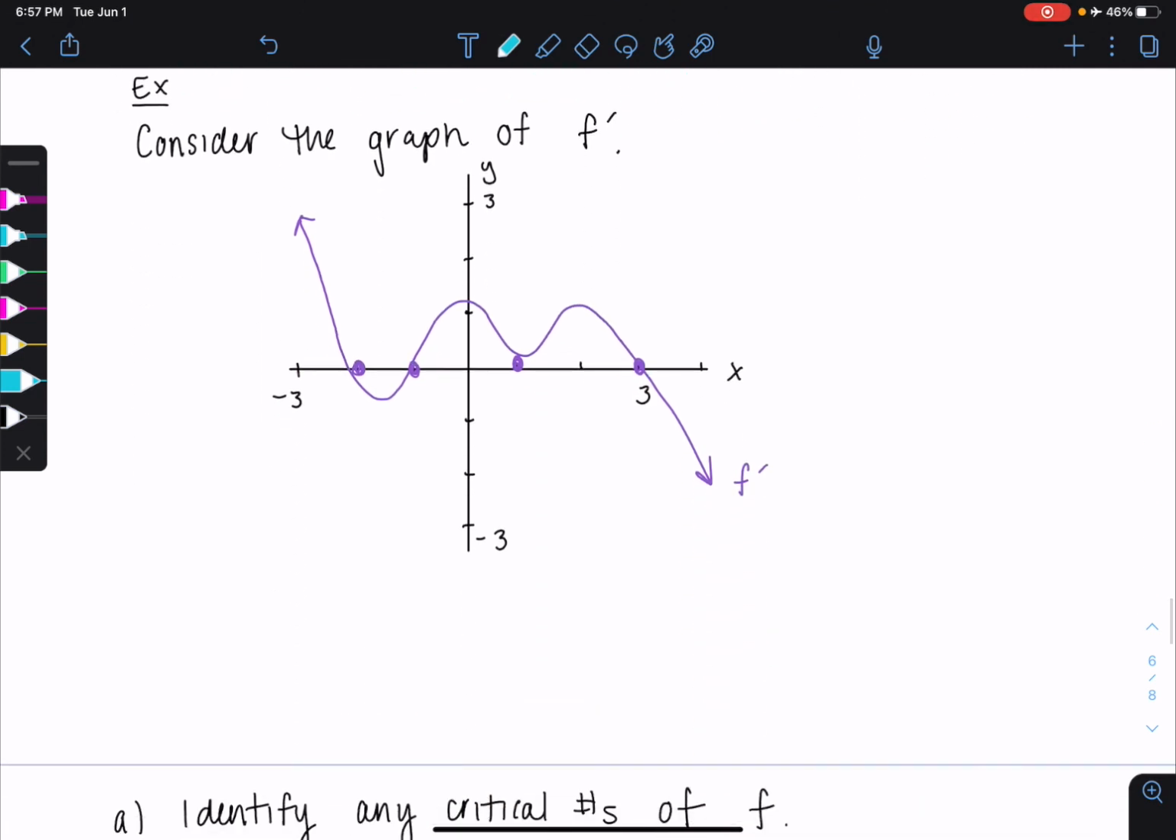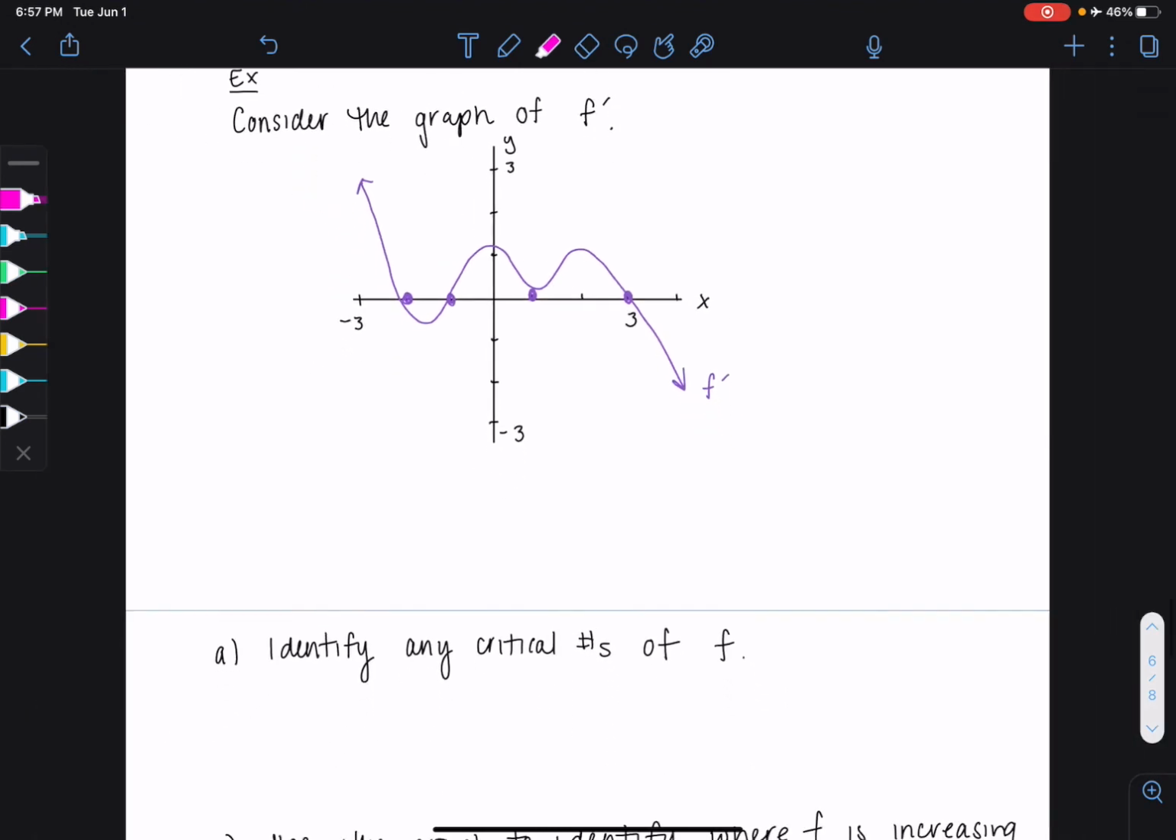So for that reason, I'm not going to do another one just like that. We're going to go ahead and work with a graph of a derivative. So this is the derivative of our function, and we're going to answer a few parts. Okay. First thing we want to do is identify any critical numbers of our function. And again, it is a graph of the derivative. So if I want critical numbers, that's where the derivative is equal to 0.